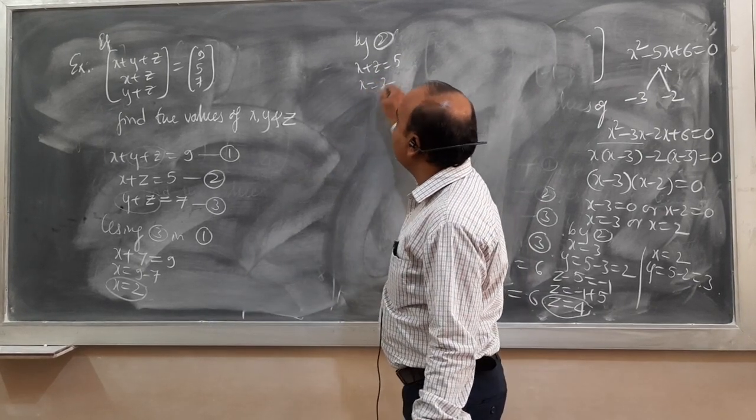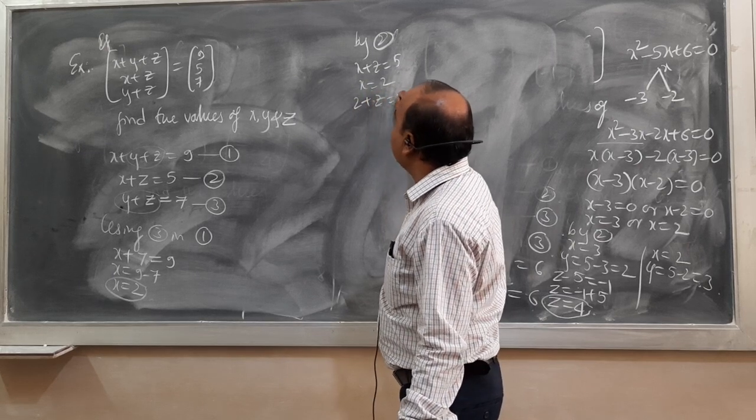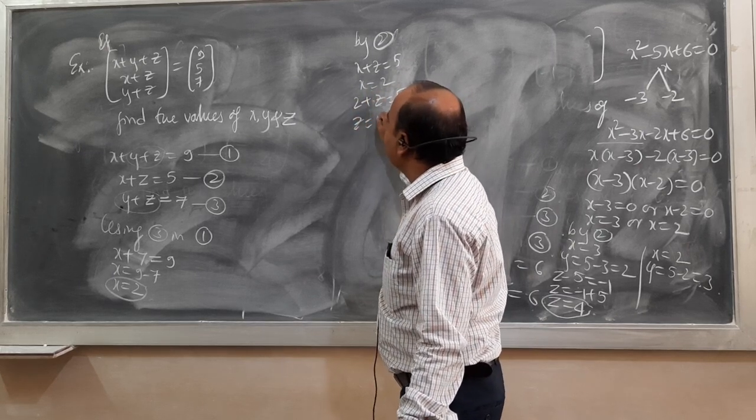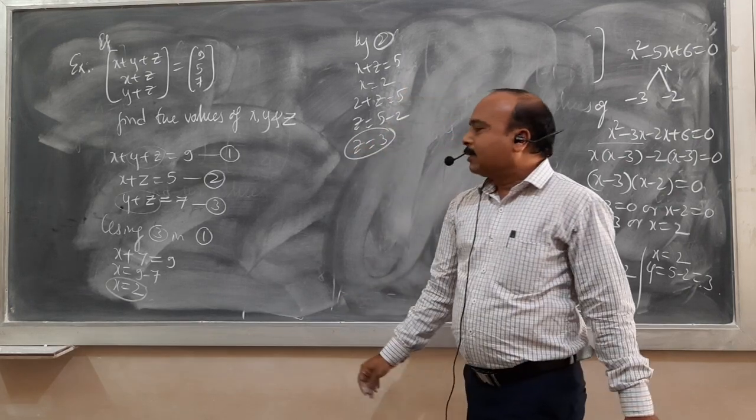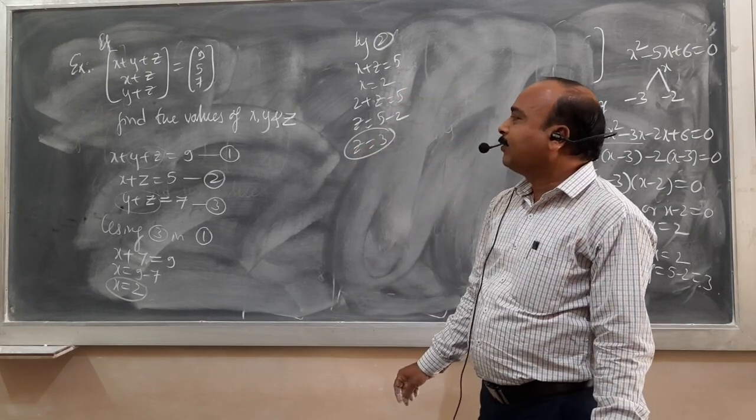X equal to 2. 2 plus z equal to 5, z equal to 5 minus 2, z equal to 3. You get x value and z value. Then you find y value.